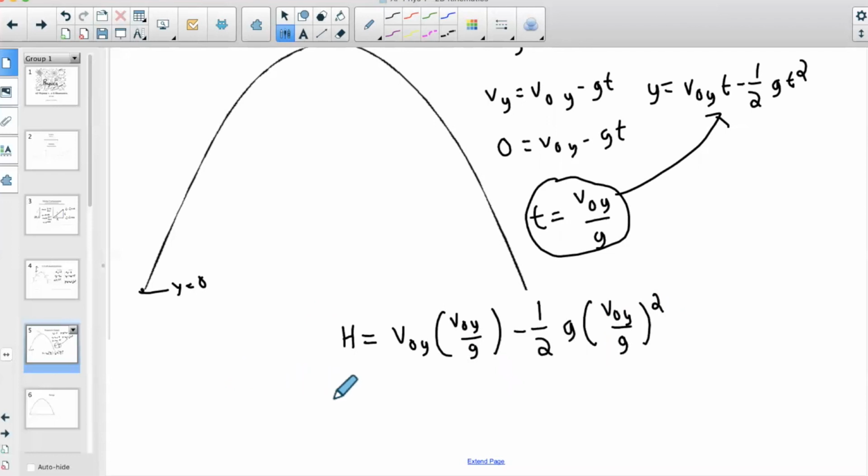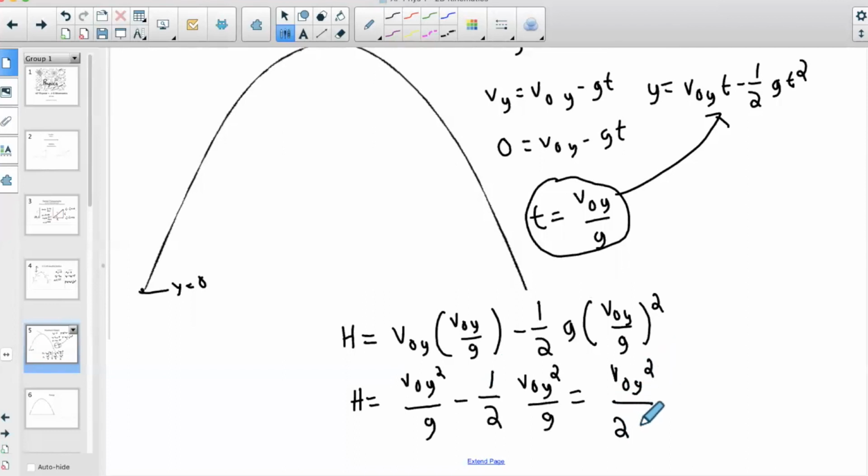Now we can simplify this out to where we get h equals v naught y squared over g, because the v naught and the v naught multiply together. And then over here, we get v naught y squared over g squared, but then it's times g, so it just becomes 1/2 v naught y squared over g. And then we can simplify this out since these are the same term, and we get that the equation for the maximum height of a projectile is v naught y squared over 2g.